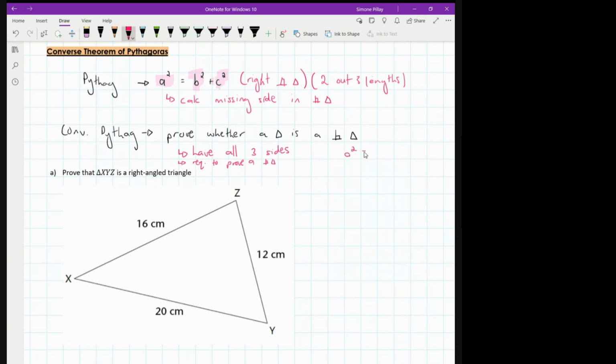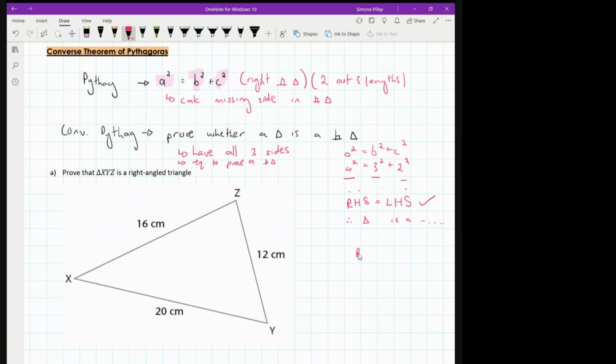I'm literally going to go a squared is equal to b squared plus c squared. If I have all 3 sides, I'm going to substitute my numbers in. So let's say 4 squared plus 3 squared plus 2 squared. Okay, they've given me my 3 lengths. I'm going to calculate this right down to the end. And if at the end, my right-hand side is equal to my left-hand side, then that means Pythagoras works, and we can then conclude, therefore, triangle what is a right angle triangle.